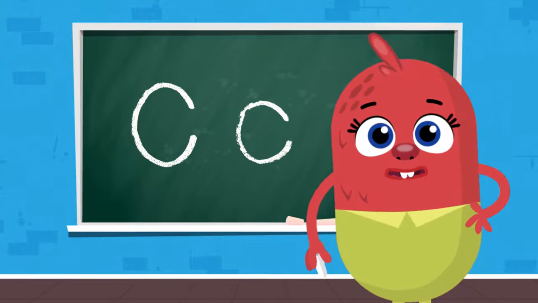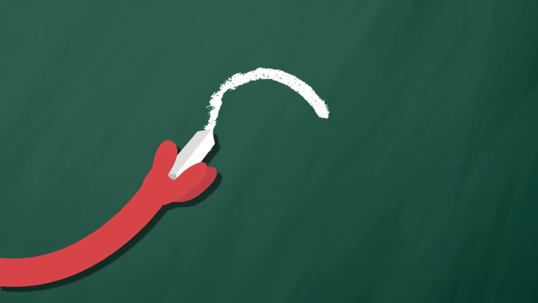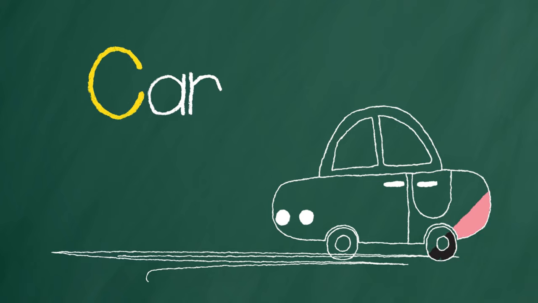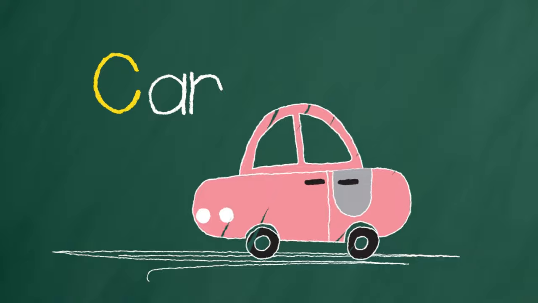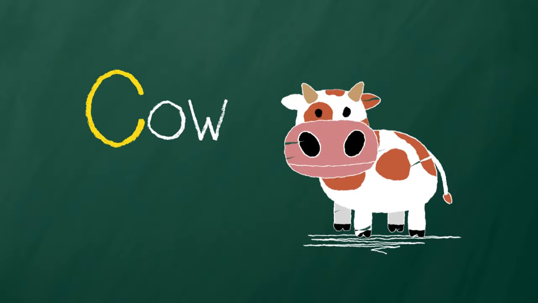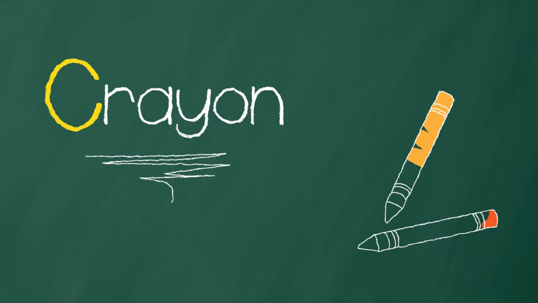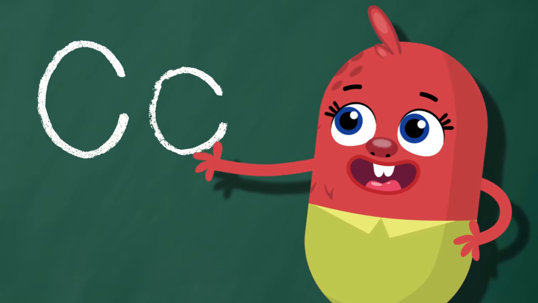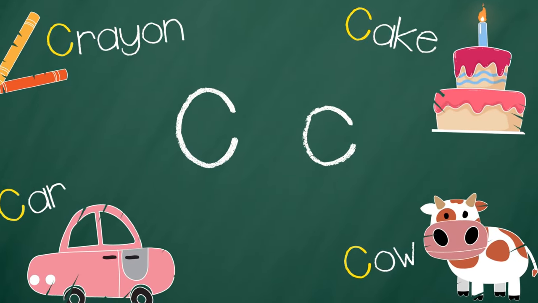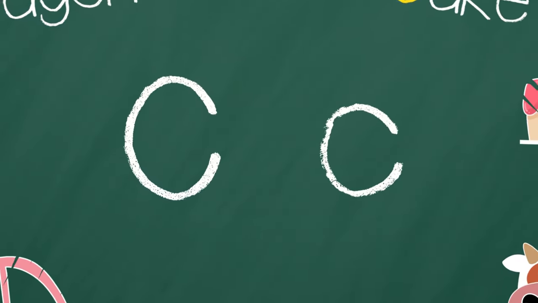I can write uppercase letter C. I can write lowercase letter C. Uppercase. K, k, car. K, k, cake. K, k, cow. K, k, crayon. Oh, I know so many words that begin with letter C.